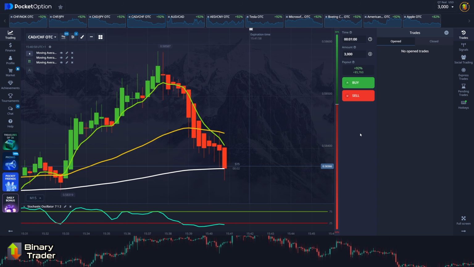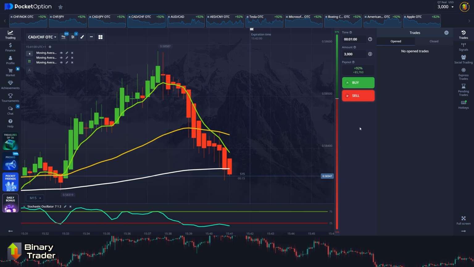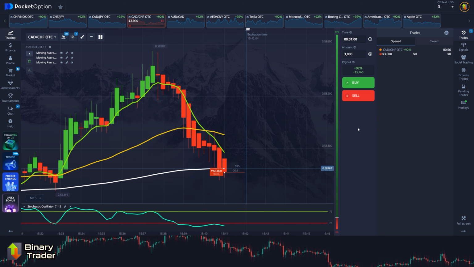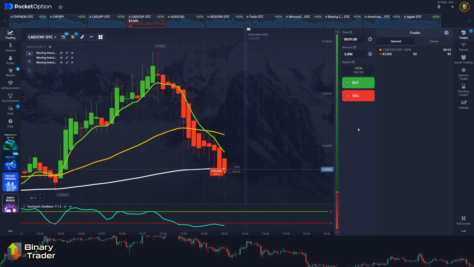Wait for this candle to finish. Candle confirms the signal. So I'm placing a sell here. You should always wait for candles to close, so they fully confirm the setup you are looking for.